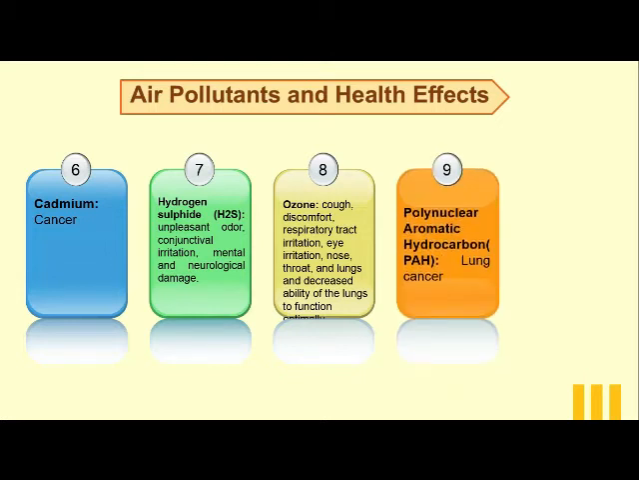The polynuclear aromatic hydrocarbons are another type of air pollutants which consist of a large group of organic compounds with two or more benzene rings. They are formed mainly as a result of pyrolytic processes, especially the incomplete combustion of organic materials, as well as in natural processes such as carbonization, and they are well known to cause lung cancer.